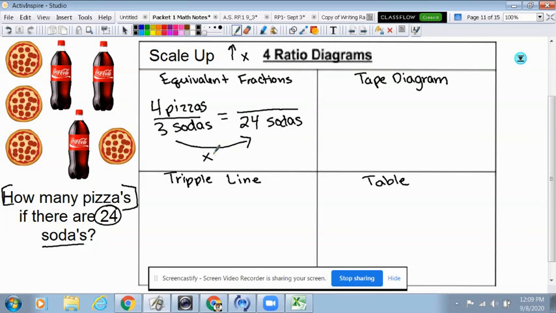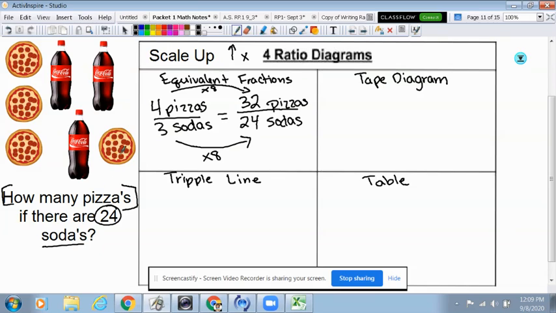That's right, 3 times 8 equals 24. So whatever I do to the bottom, I must do to the top. So since I multiplied the bottom by 8, I must multiply the top by 8. 4 times 8 equals 32 pizzas. That was my missing number, my 32 pizzas. So if I have 4 pizzas and 3 sodas, I want to know how many pizzas there are if we had 24 sodas. And we know that we have 32.